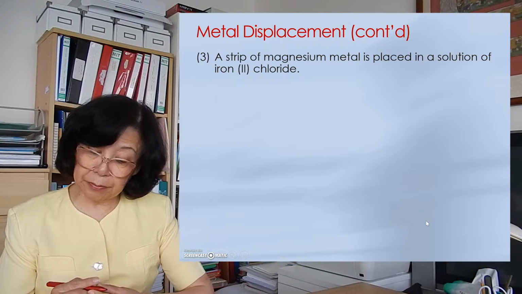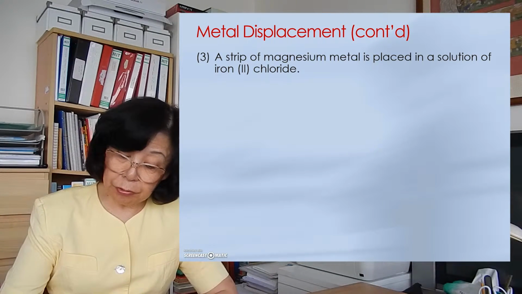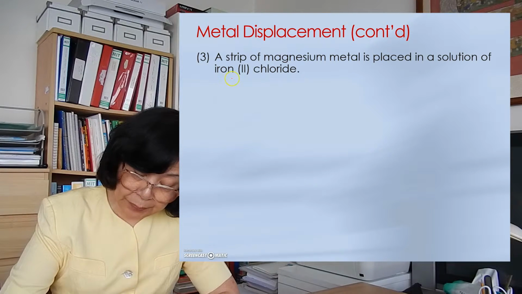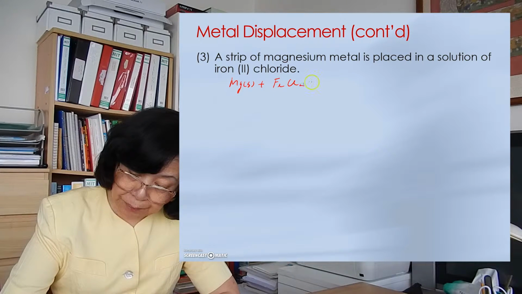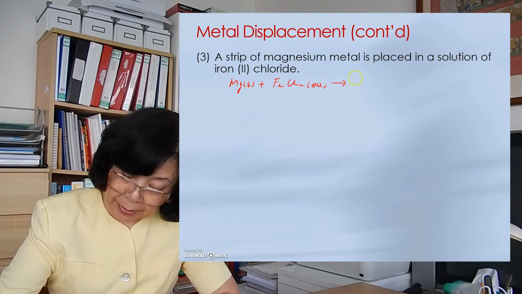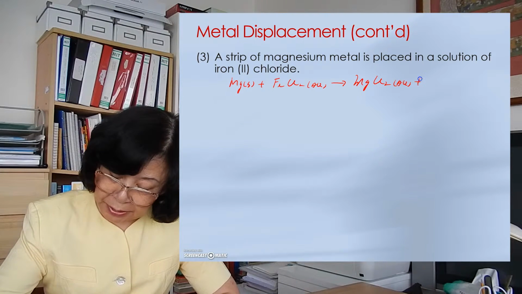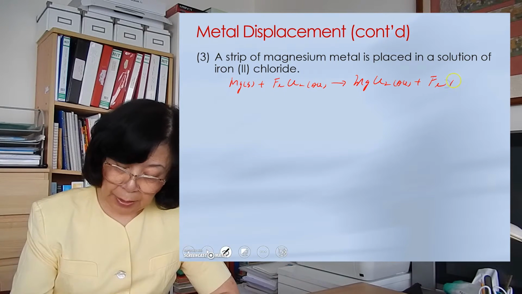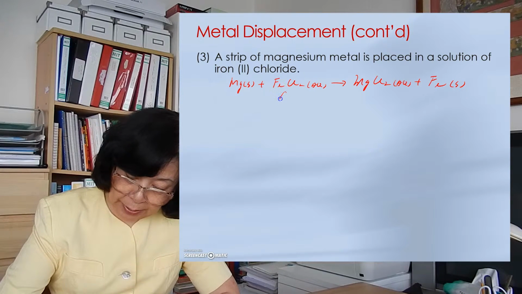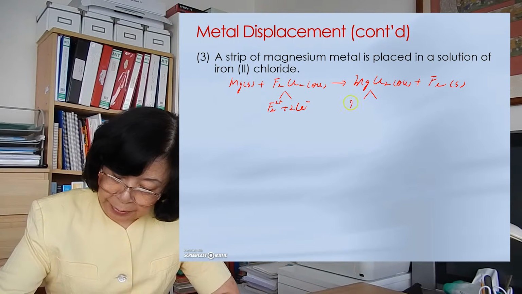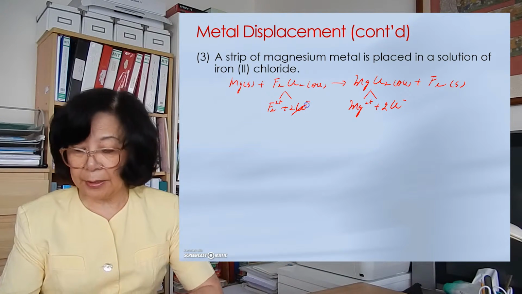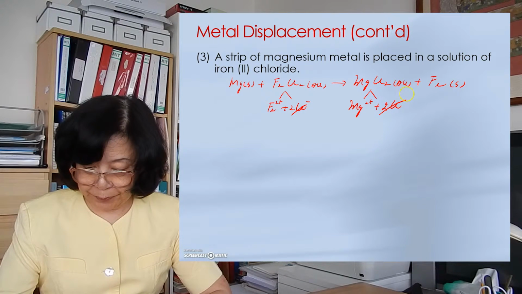Another problem deals with magnesium metal put into iron 2 chloride. So we have Mg solid put into FeCl2 aq. Magnesium being more reactive than iron will form magnesium chloride solution and displaces the iron out. And so we have the iron chloride that can be dissociated and the magnesium ion that can be dissociated from magnesium chloride, and then we cancel out the chloride ion, and we have the net ionic equation.